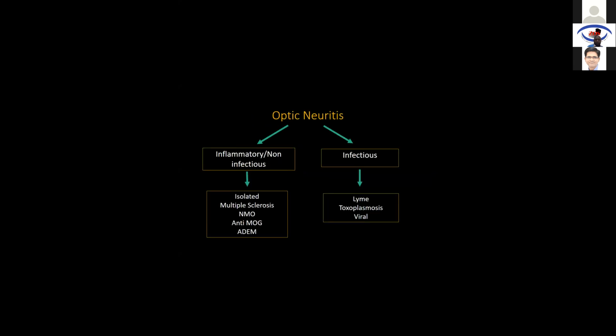So coming to optic neuritis, and I know Dr. Saylor kind of made this easy for me. There are two major categories: inflammatory non-infectious, and infectious. In the inflammatory non-infectious category, the ones not associated with any systemic disease have isolated optic neuritis, which may be a part of the clinically isolated syndrome, multiple sclerosis, NMO, anti-MOG, as well as ADEM. What I'm going to focus on today is these conditions. We're not going to be talking about the infectious causes of optic neuritis.